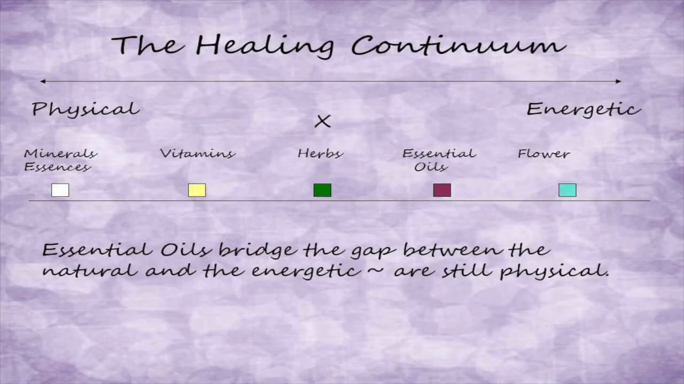All right, healing continuum. This is also really important to understand because we are going from minerals. Remember, we've been talking a lot about minerals. They are the hardest. These are the most physical in the continuum. Then vitamins. Herbs are in the middle. Essential oils, and then flower essences.